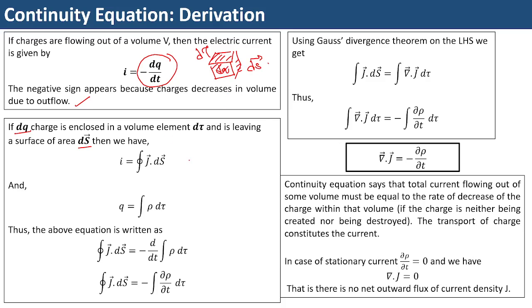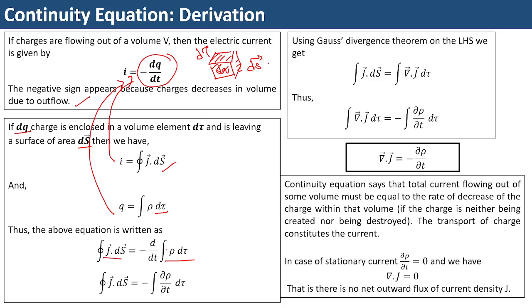Then what you can write? You can write the current I to be equal to the integration of J dot ds, and q to be equal to rho d tau. Alright. Now if you put these two facts in this particular equation, on the left hand side there is a current I. So instead of writing this current I, you write the integration of J dot ds, and d/dt of the integral of rho d tau. There is a negative sign which is of course there.